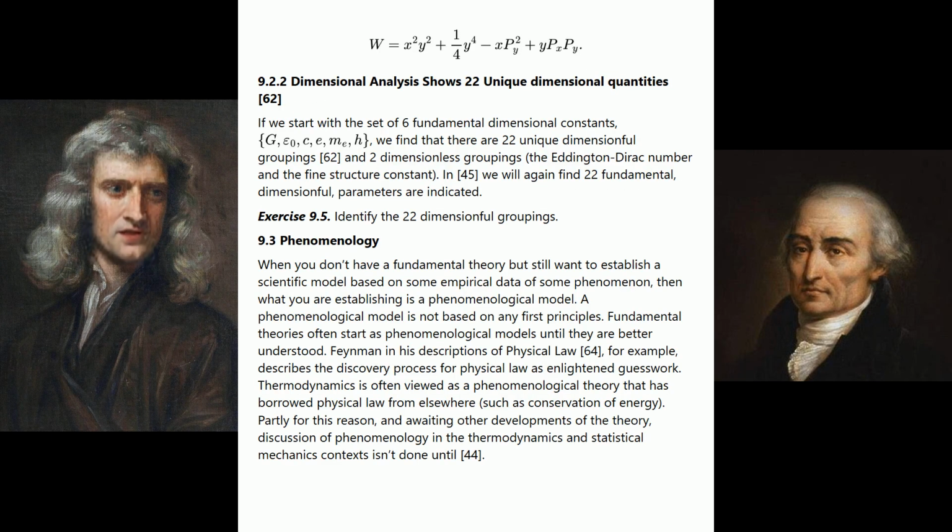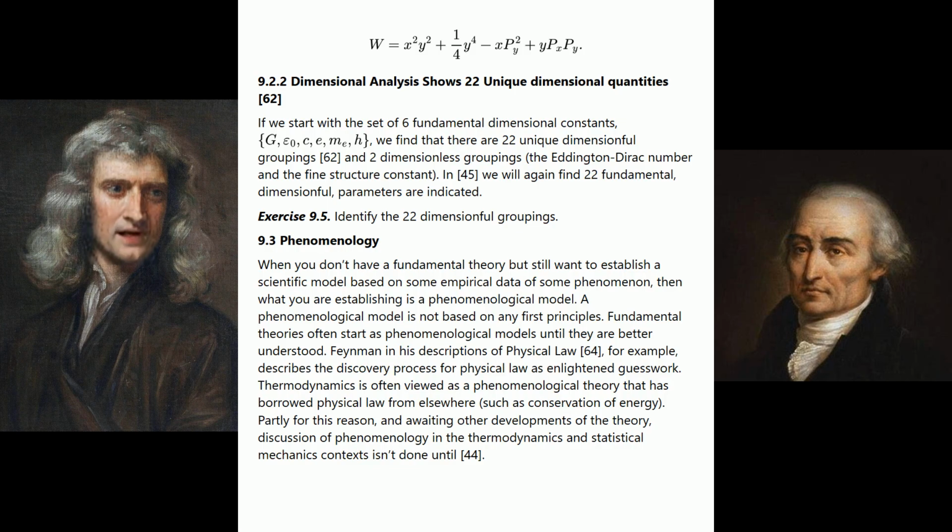9.2.2 Dimensional analysis shows 22 unique dimensional quantities. If we start with the set of 6 fundamental dimensional constants, the set G, epsilon sub 0, c, e, m sub e, h, we find that there are 22 unique dimensionful groupings and 2 dimensionless groupings, the Eddington-Dirac number and the fine structure constant. In reference 45, we will again find 22 fundamental, dimensionful parameters are indicated. Exercise 9.5. Identify the 22 dimensionful groupings.